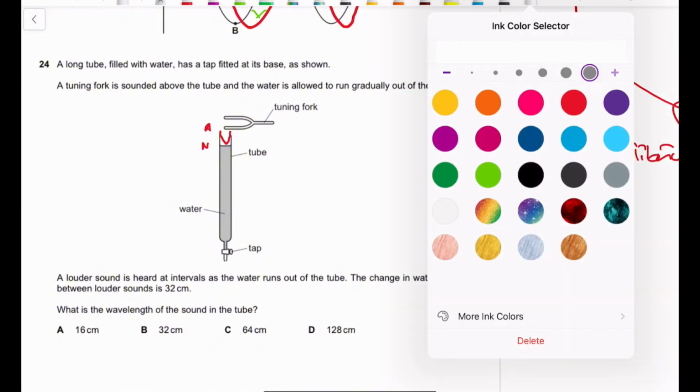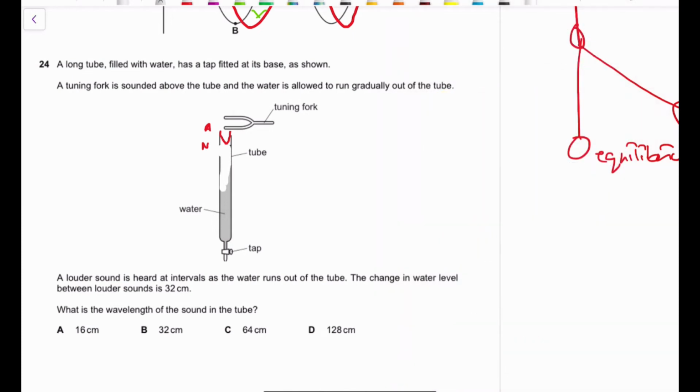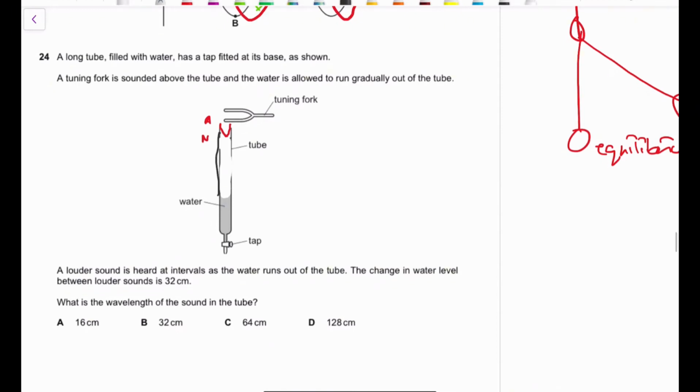For the next loud sound that you're going to hear, let's remove some water out, something like this. What's going to happen is you're going to form another node that is going to be here.